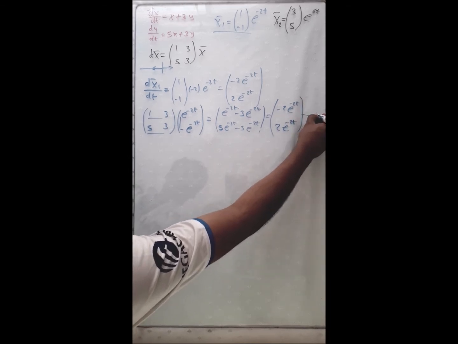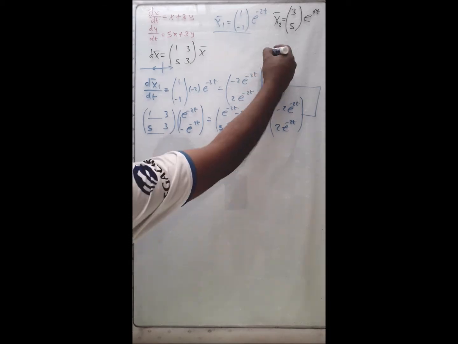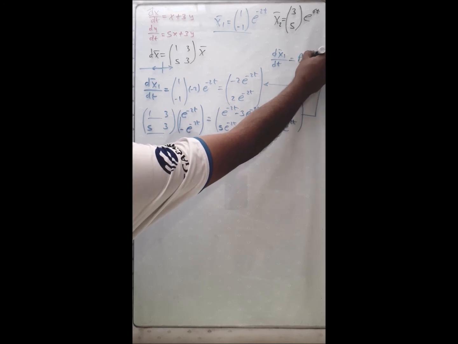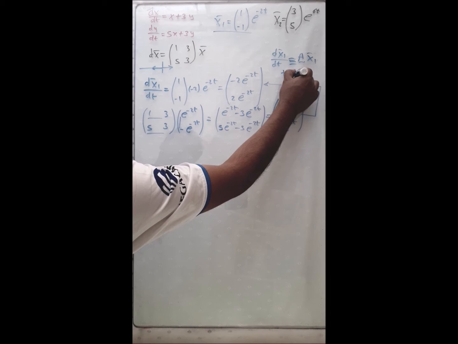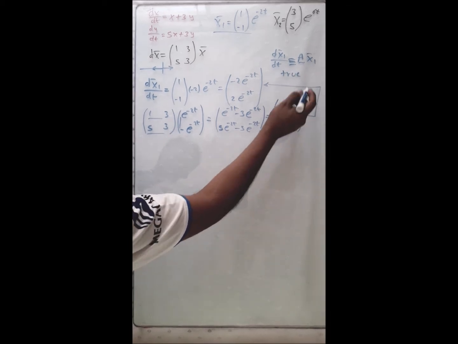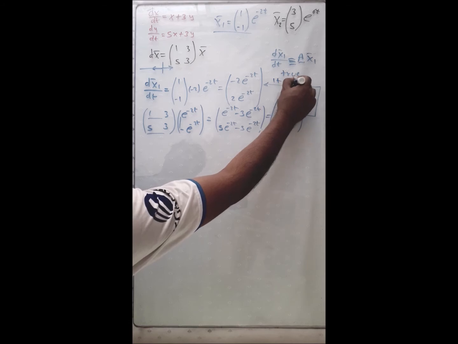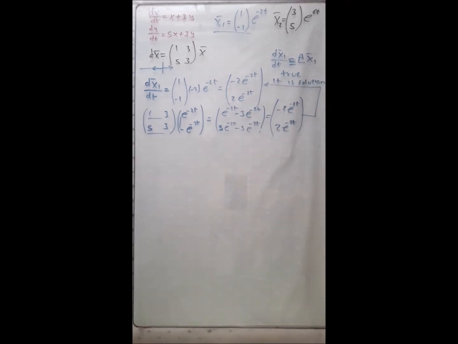As you can see, this vector and this vector are the same, which means that the derivative of x1 vector with respect to time is equal to the A matrix times x1 vector, and this is true. So it is a solution, because this is equal to this. Okay, now that was for the blue one. What about the other solution?